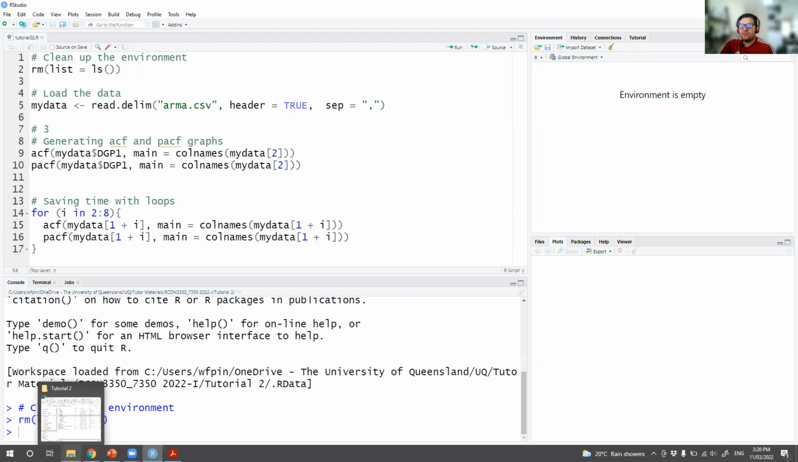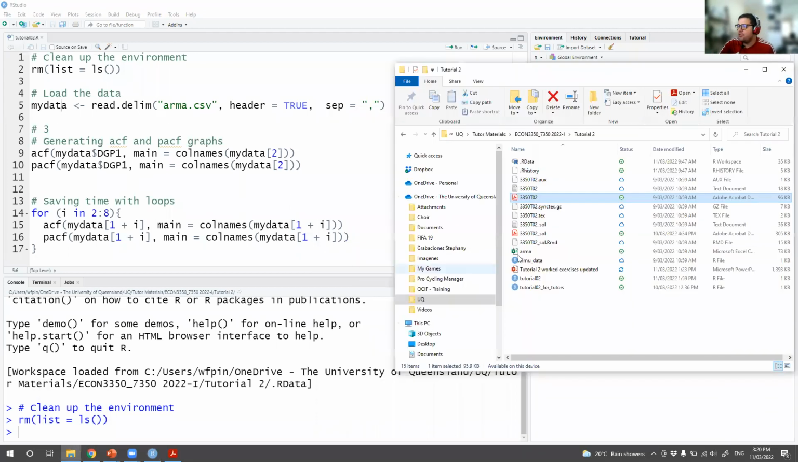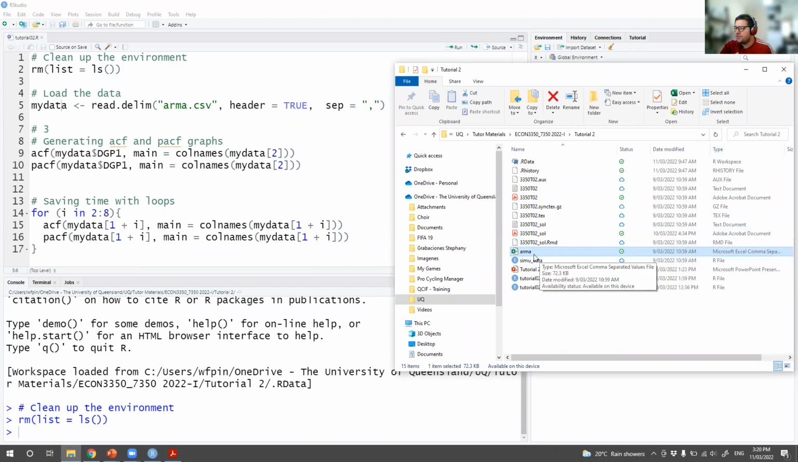Now, please go to Blackboard and download the dataset arma.csv. It should be a comma separated values file. Please have it in whatever folder you want and set up that folder as your working directory, please.